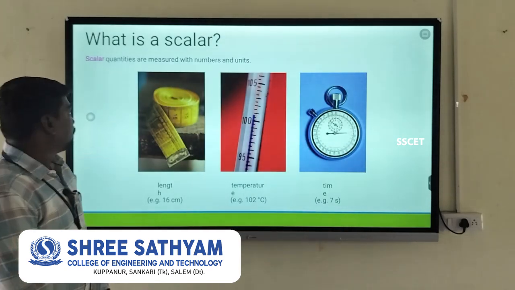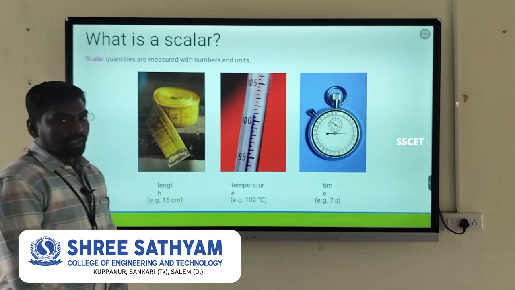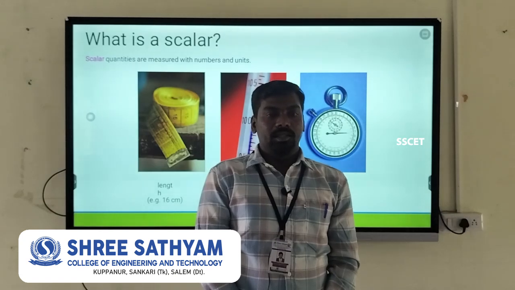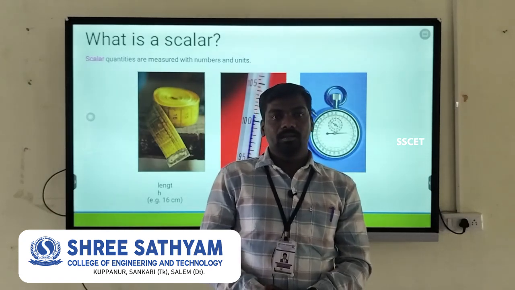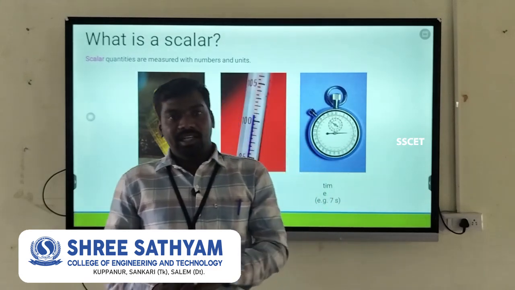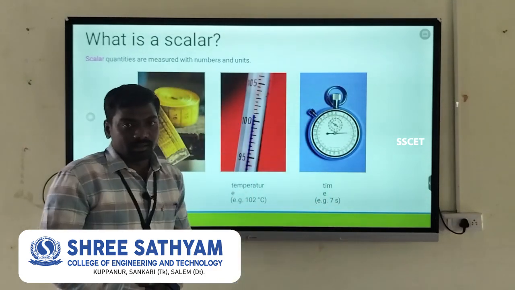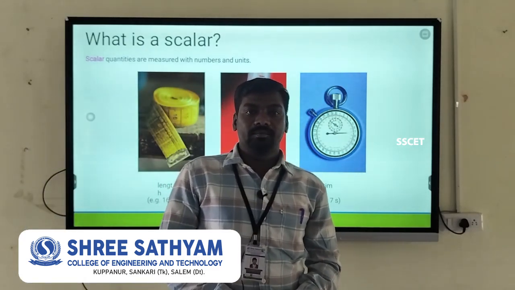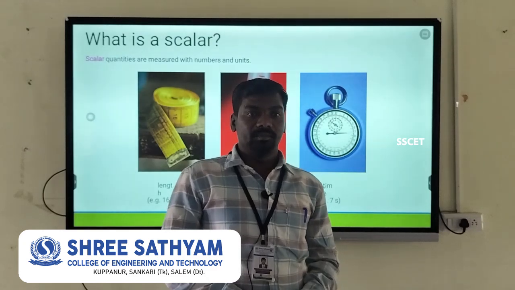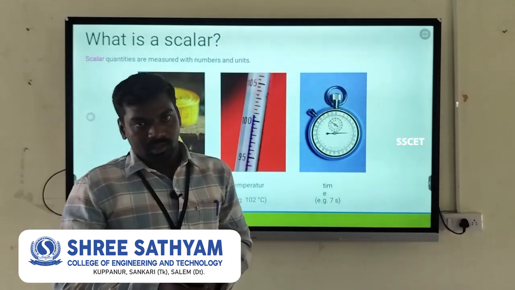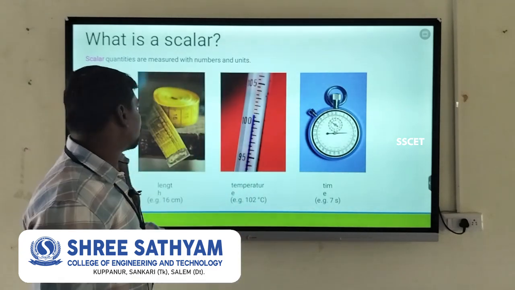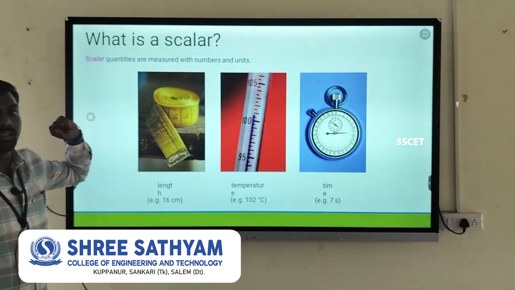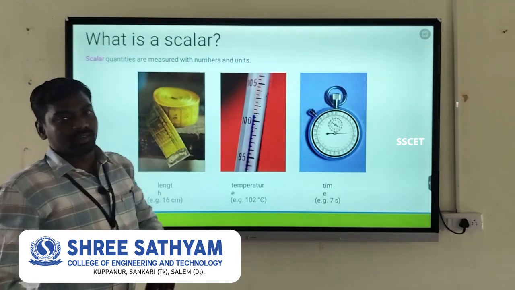So, next slide, what is a scalar? When you talk about units and quantities, you must know about scalar quantities and vector quantities. They are different. What is a scalar quantity? What is a vector quantity? I will explain. Scalar quantities are measured with numbers and units.